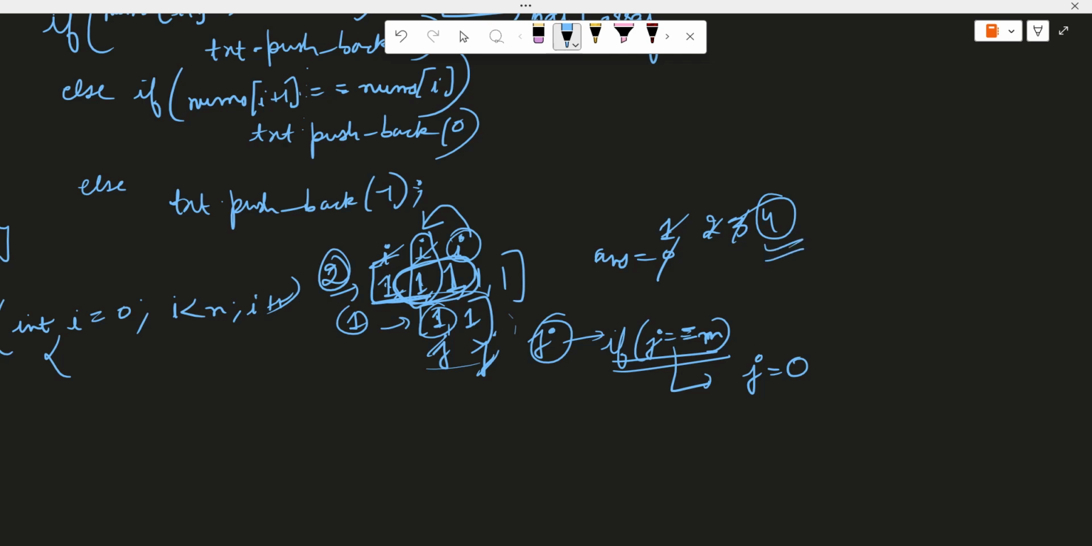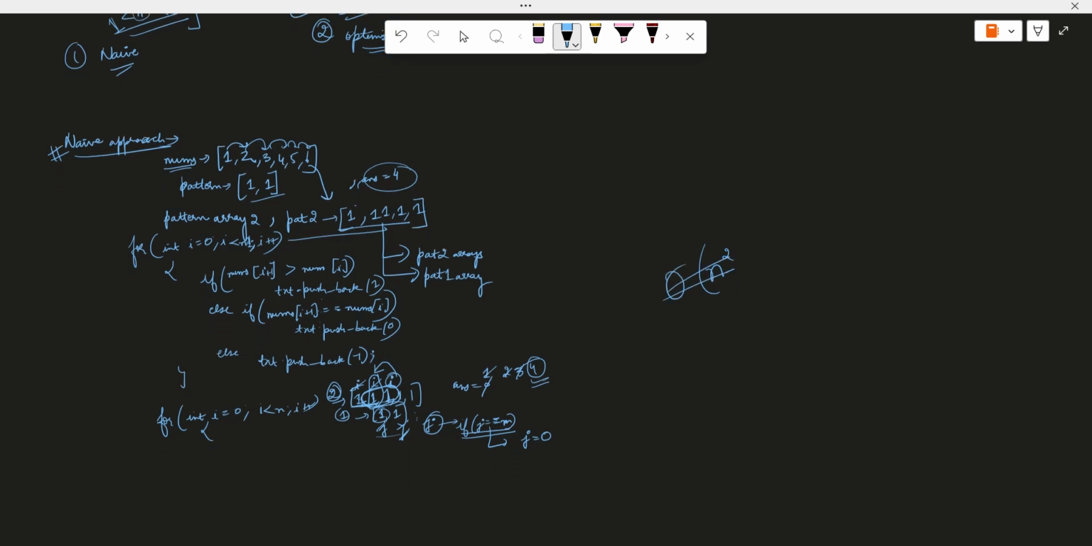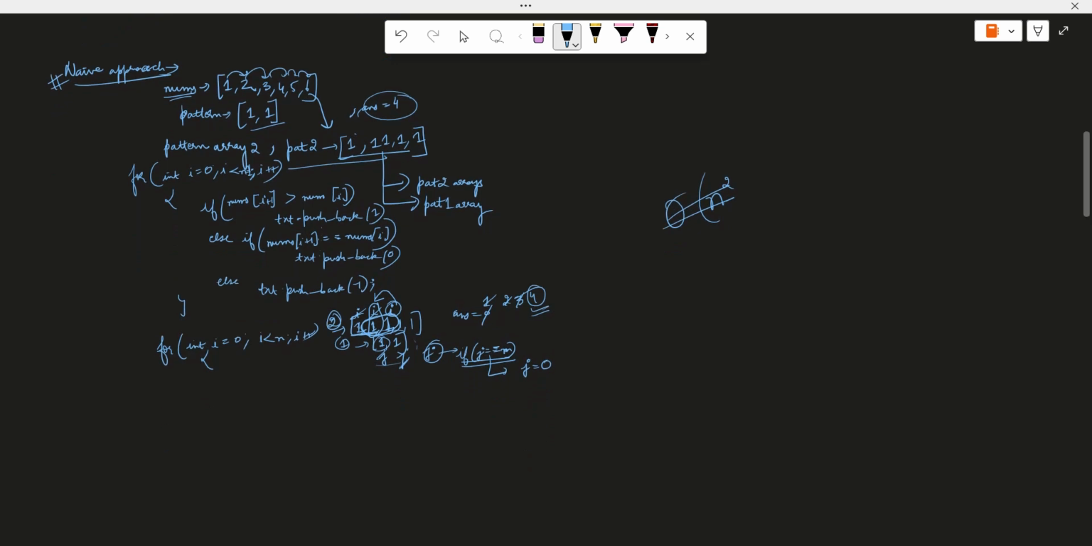So this was a naive approach. This can be implemented, and the complexity will be, like, it will not be exponential, but yeah, it might reach n square or n cube, depending on the number of loops you are using. Now let's discuss the optimized approach.